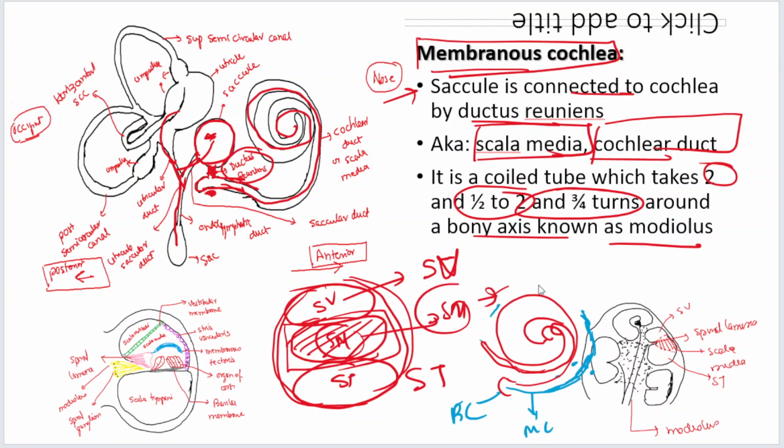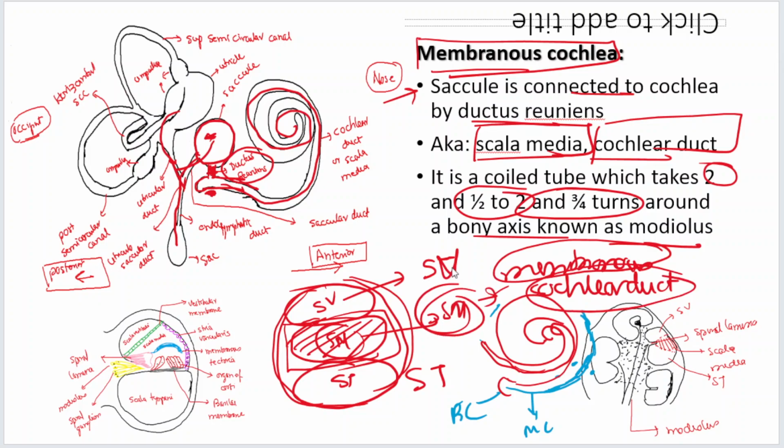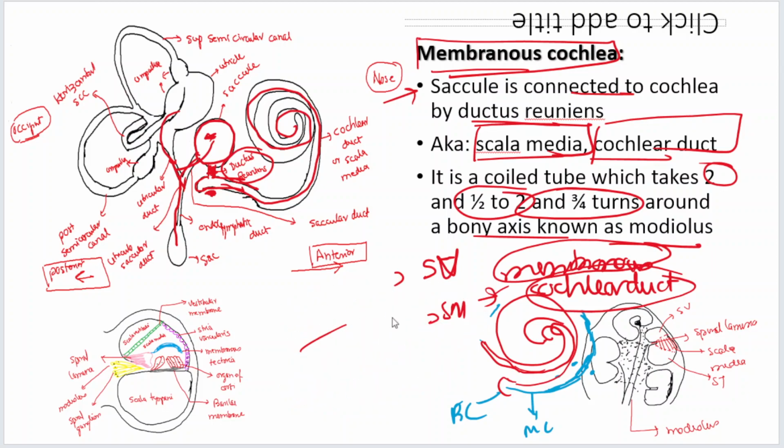This scala media is nothing but the cochlear duct, also called the membranous cochlea. So it has three names, don't get confused: membranous cochlea, cochlear duct, or scala media. All of them are the same.